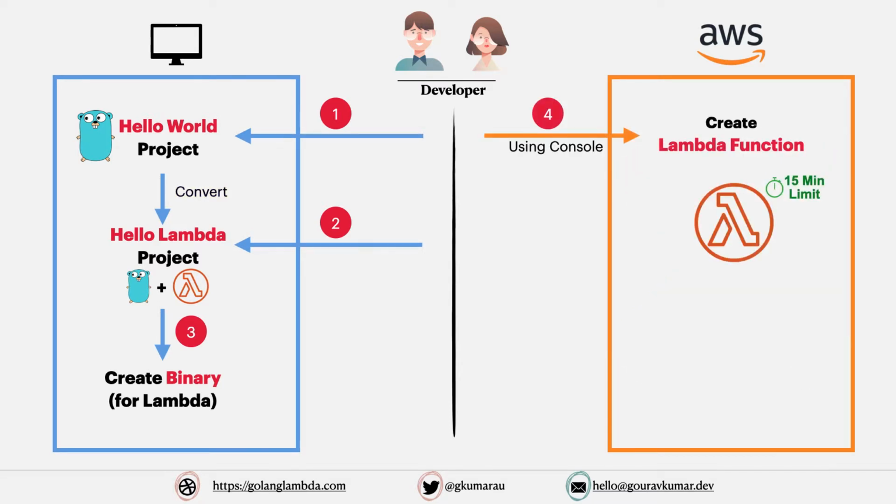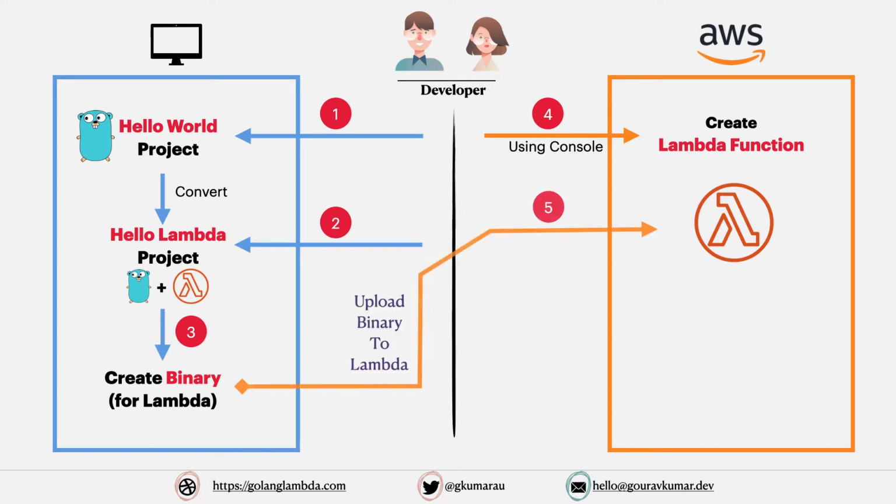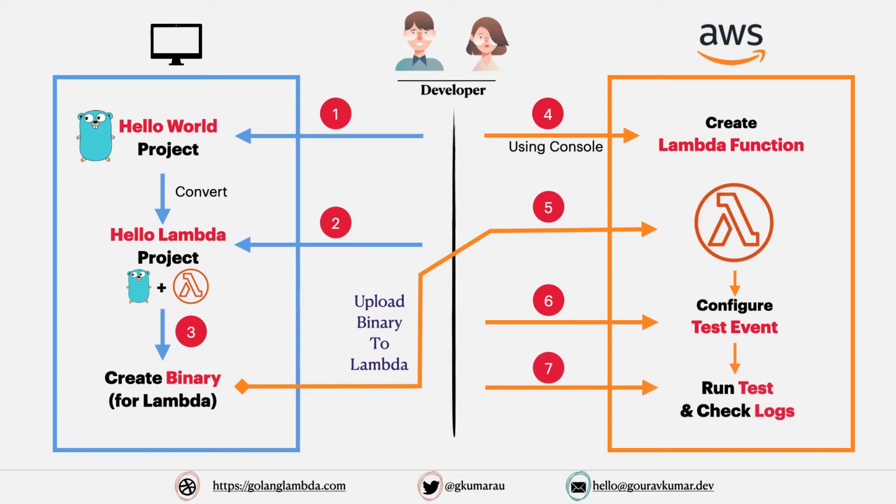First, you will create a brand new Lambda function. Then you will upload the binary which you created in the last lecture to this Lambda function. After uploading, you will configure a test event to trigger the Lambda function. And finally, you will run the test and check the logs to confirm the output.